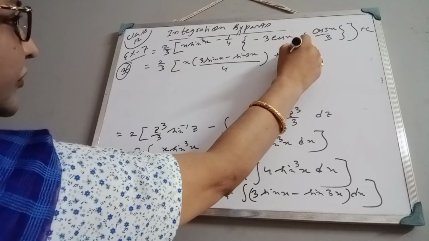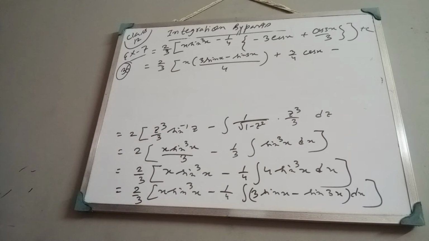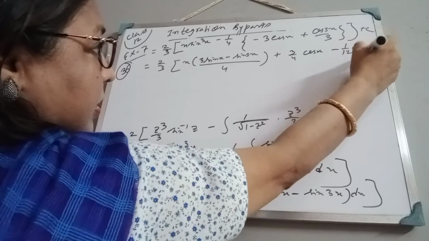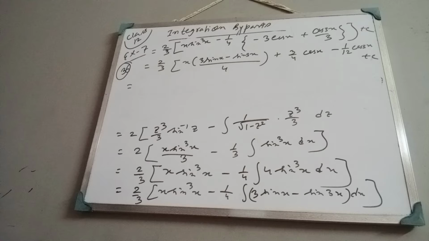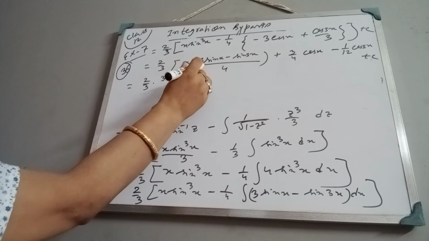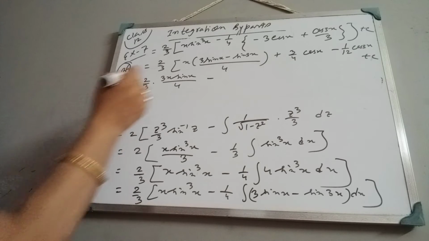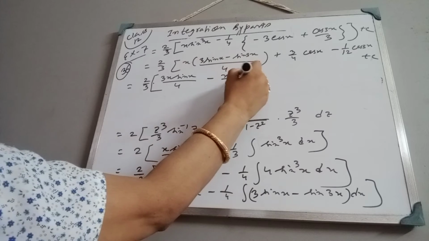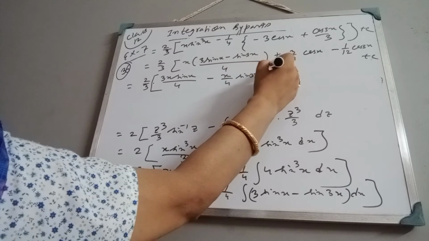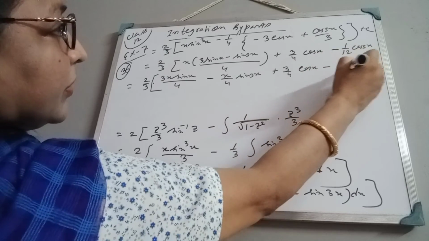1 by 4, so minus minus plus 3 by 4, 3 by 4 cos x, and plus minus minus 1 by 12, 1 by 12 cos 3x. Just simplify this. 2 by 3, 3x, 3x sine x by 4, minus x by 4 sine 3x, plus 3 by 4 cos x, same as before, 3 by 4 cos x minus 1 by 12 cos 3x.